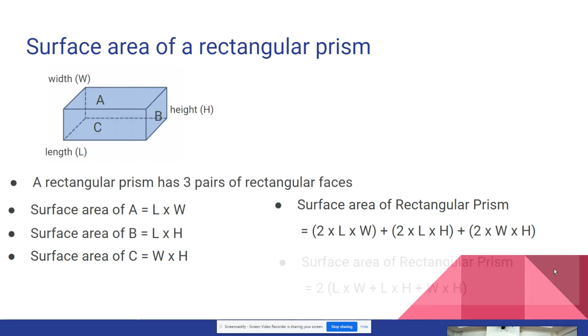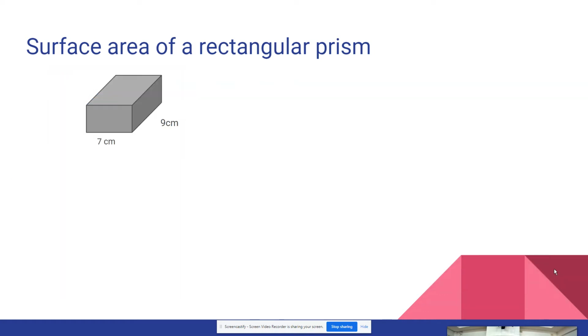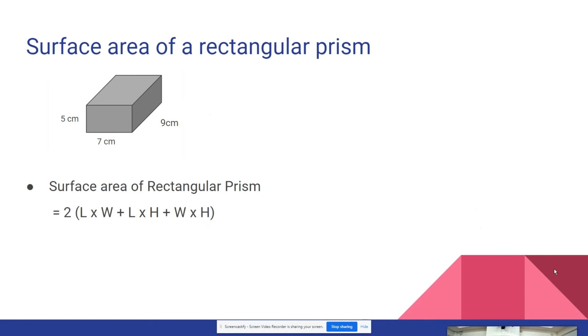And we can use a simpler, easier to remember formula, which is 2 times the quantity length times width plus length times height plus width times height. Remember that we should execute the multiplication first. Let's try this example. So this is the formula.